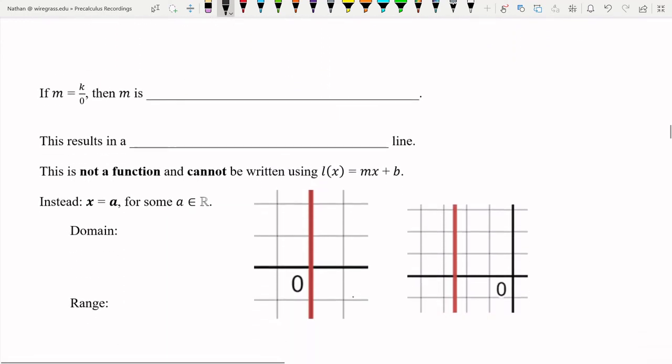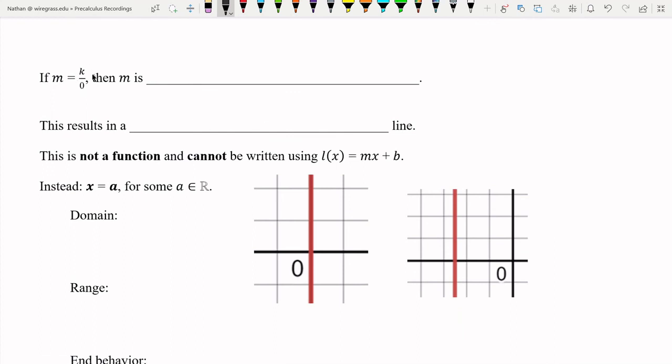Okay, the final one we haven't talked about is, of course, when we have a division by 0. Now, k can be any number here. If it's 0, you get an indeterminate one, but a division by 0 here is going to be an issue. We cannot do this. So m is called undefined. And when you have a division by 0, this results in a vertical line.